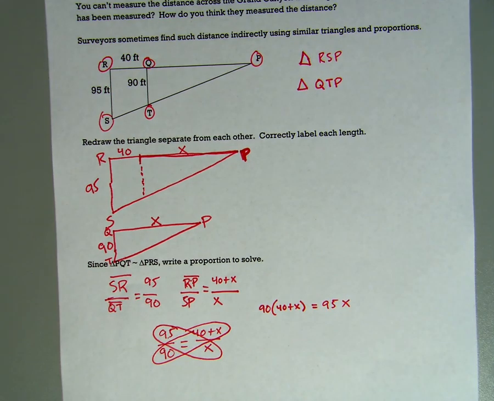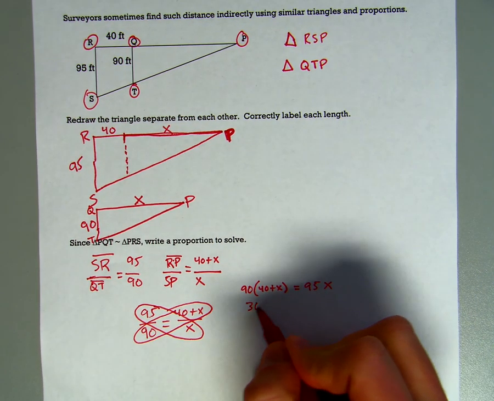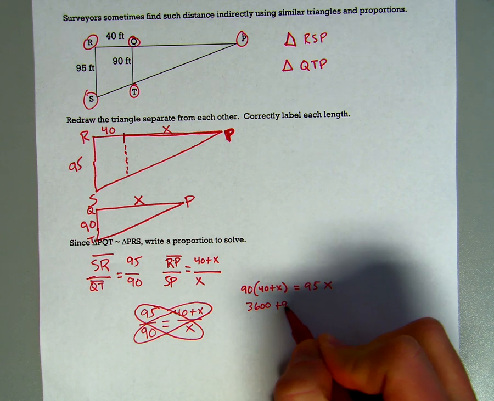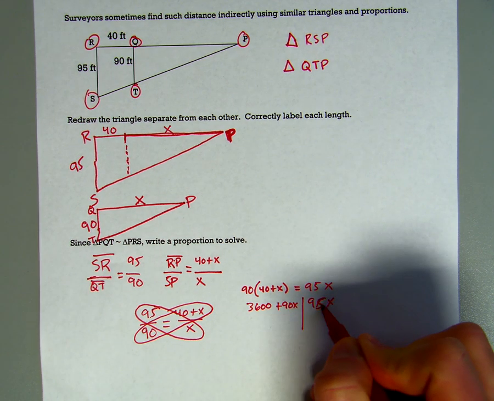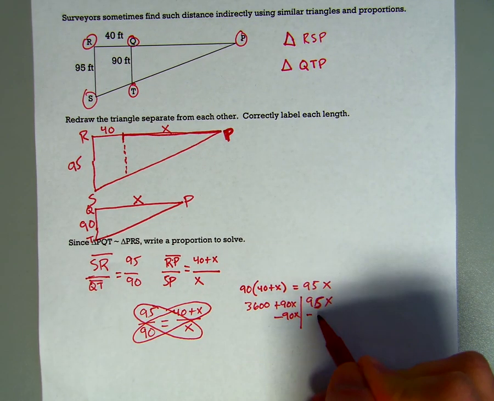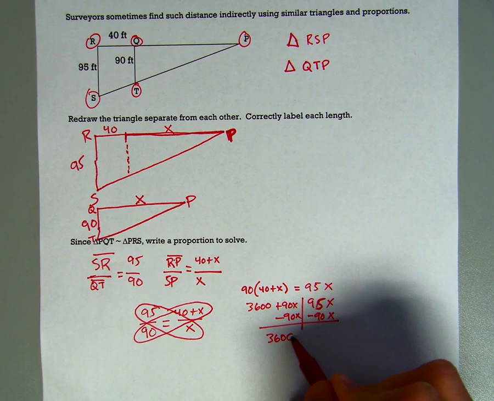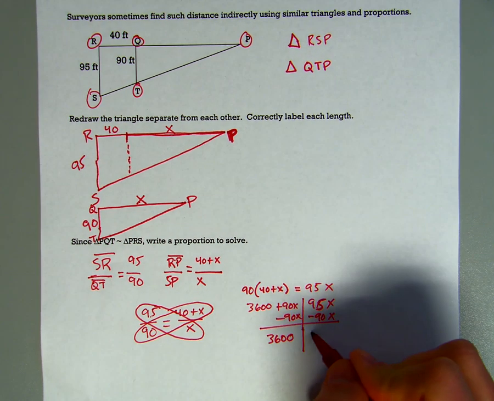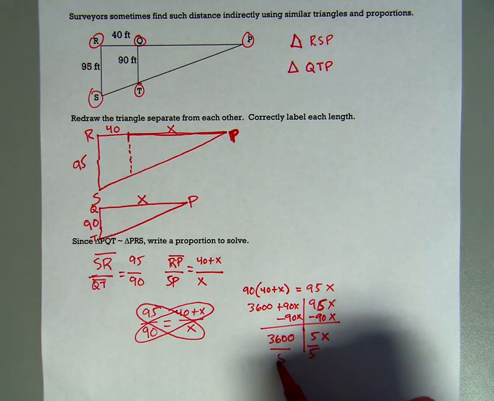95x. Now I have an equation here that I can go ahead and solve. So I'm going to go ahead and distribute it out first. So 3600 plus 90x, 95x. I'm going to subtract 90x from this side, leaving me with 3600 over here. And then I'm left with 5x over here. Divide by 5.